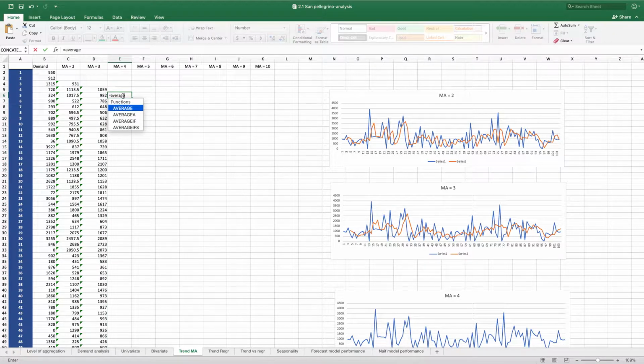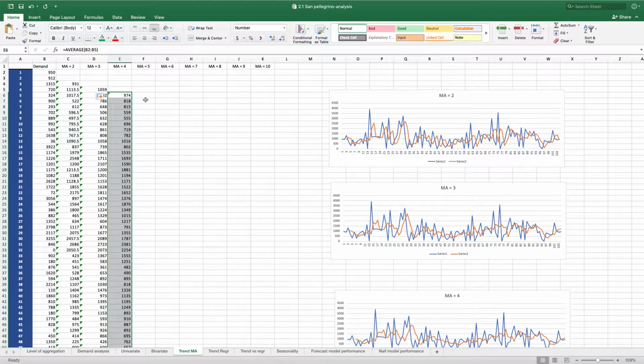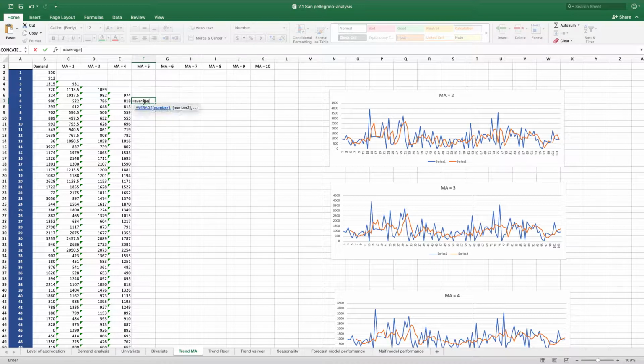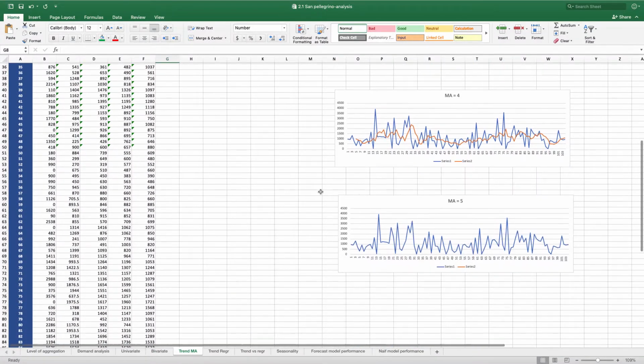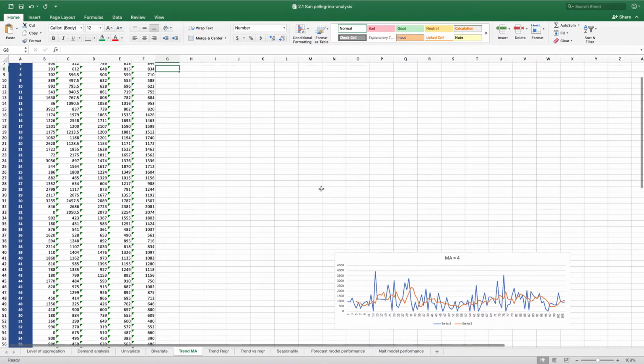k equals 4, which means getting the first 4 values, and you scroll down, k equals 5, first 5 values, and I think that's it. No, we have also 6.